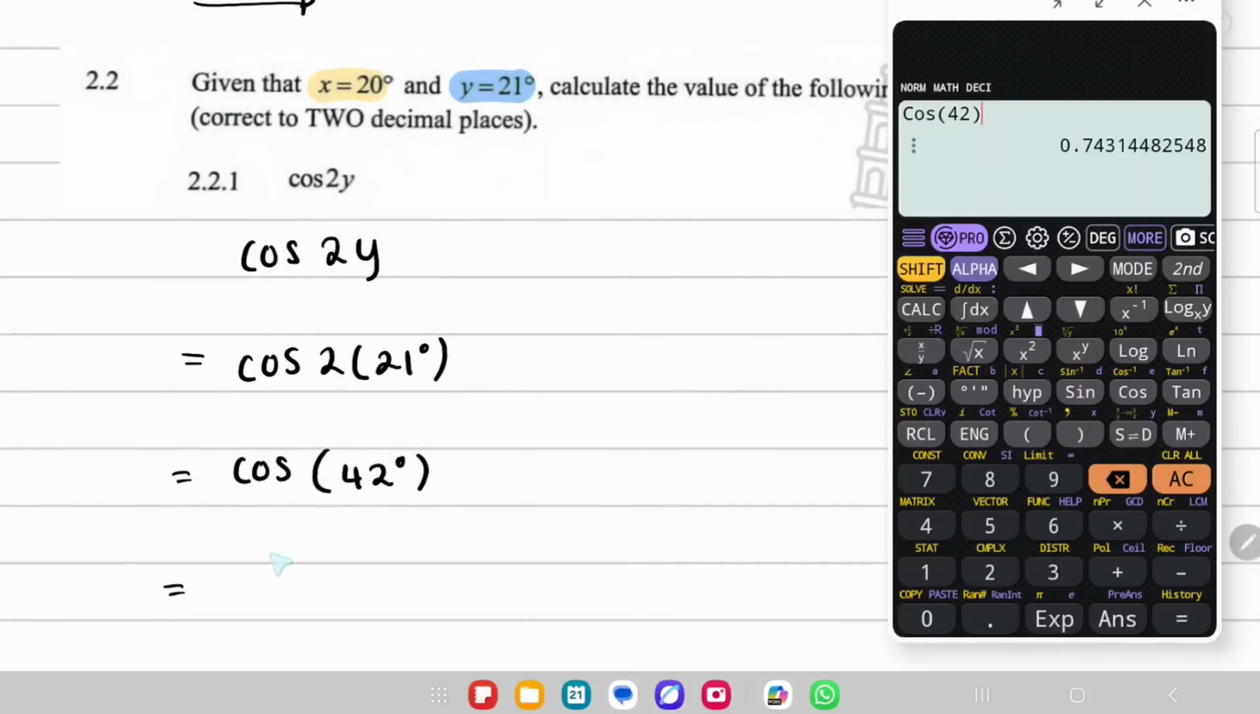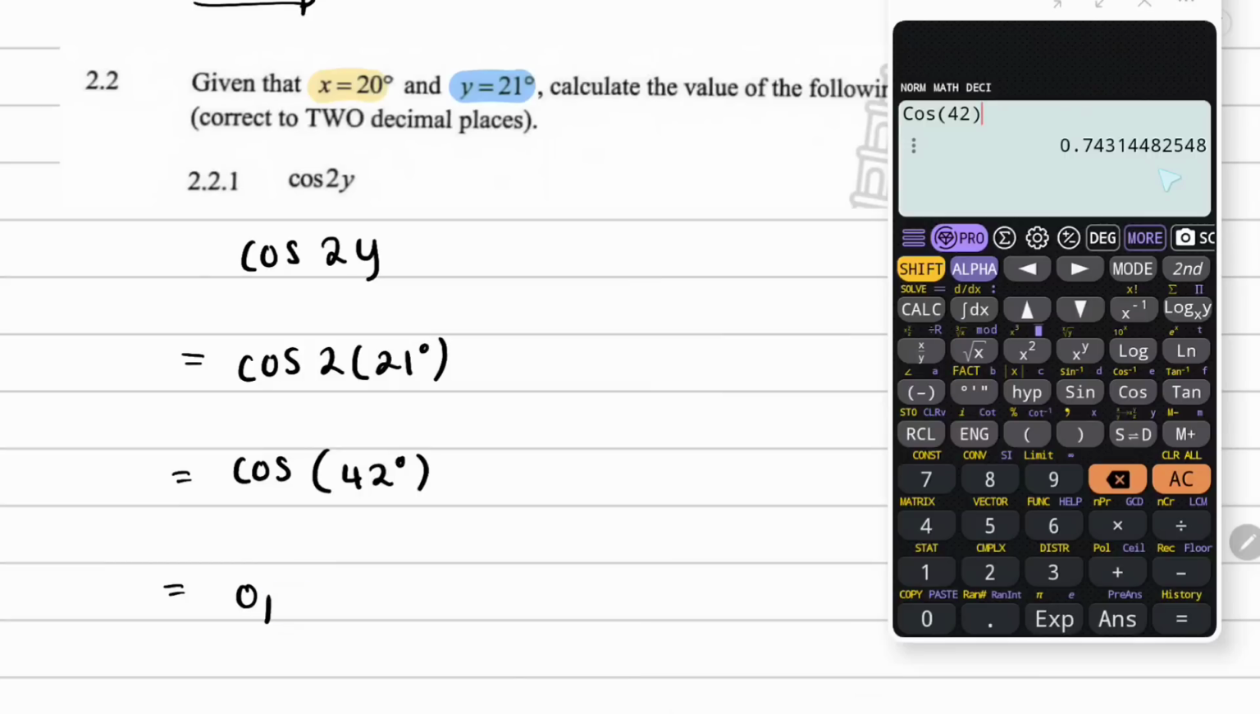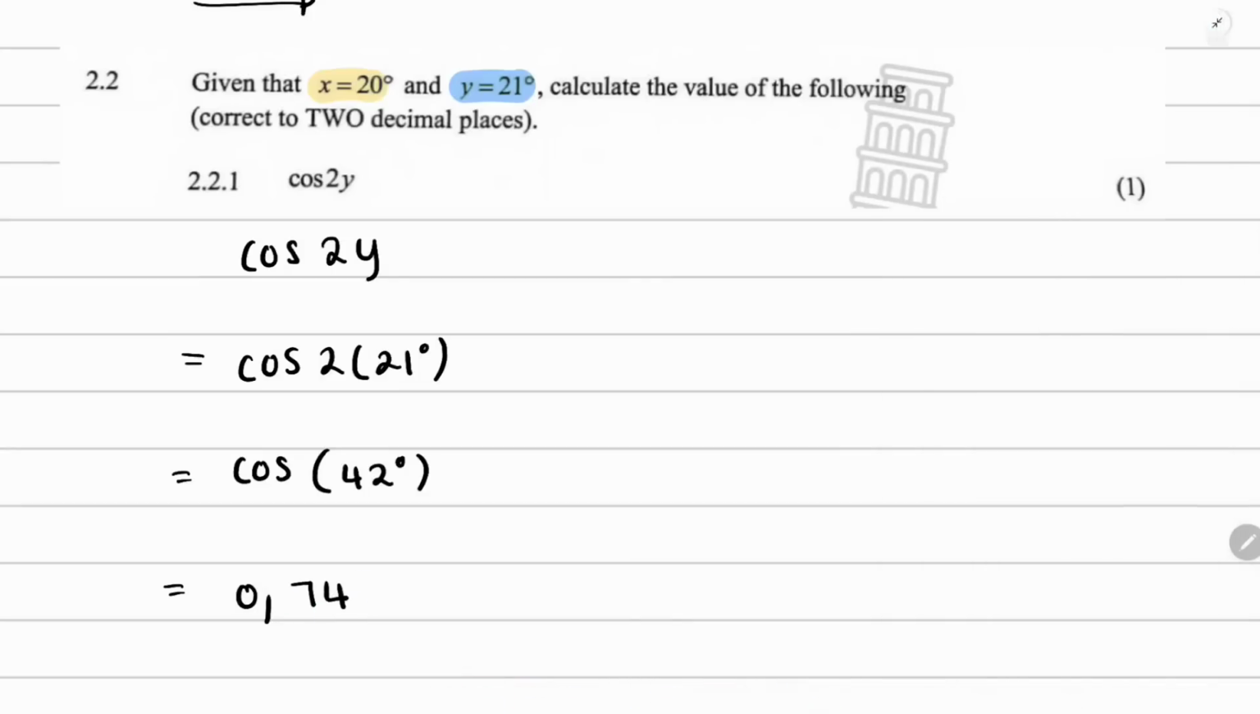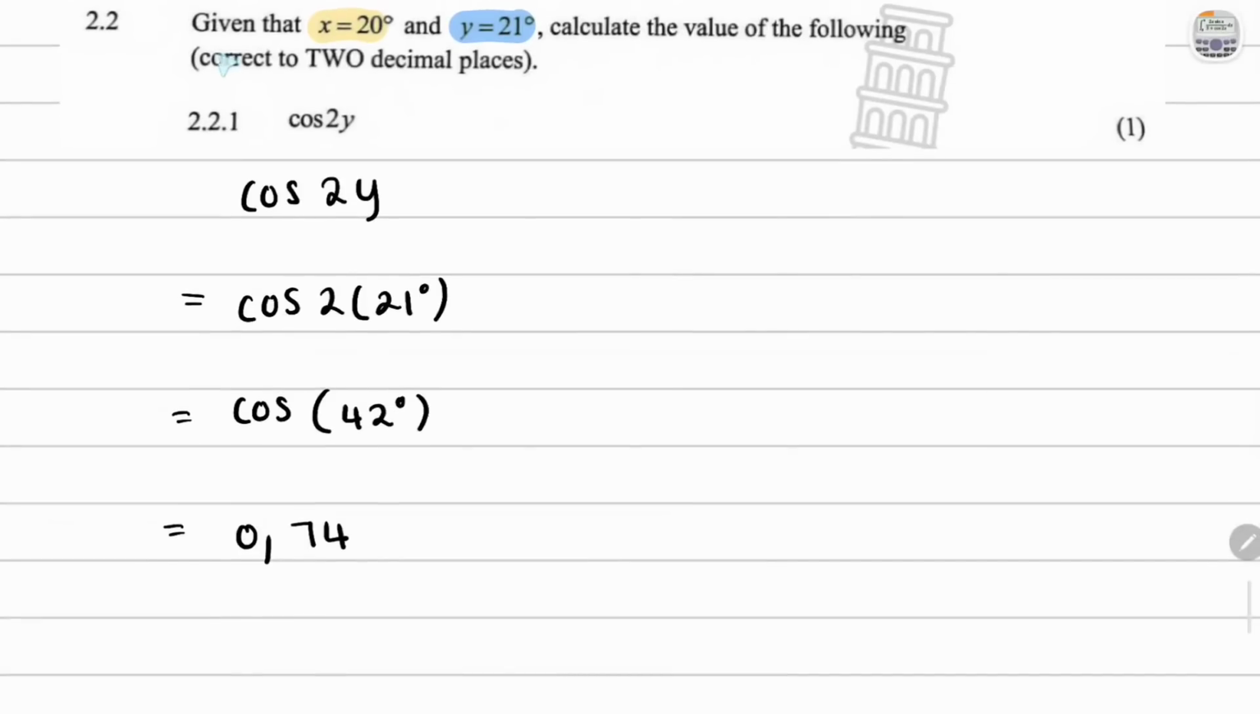And that gives us, as you can see, 0 point. And then if you round off to 2 decimal places, you see the 3 is less than 5, so it falls away. So 0.74. And that's our answer. Moving on to the next question.